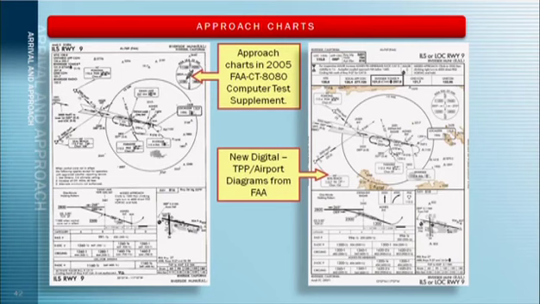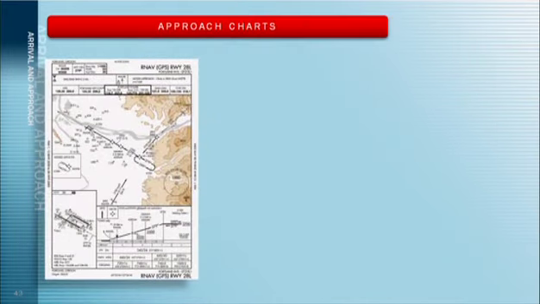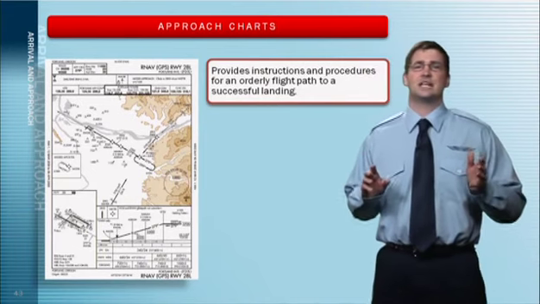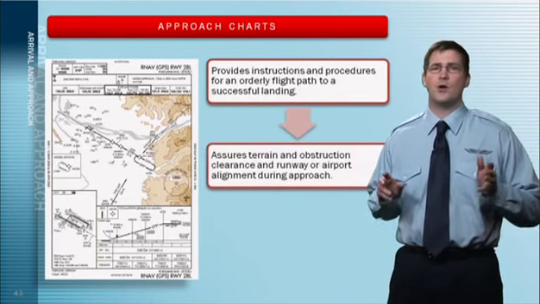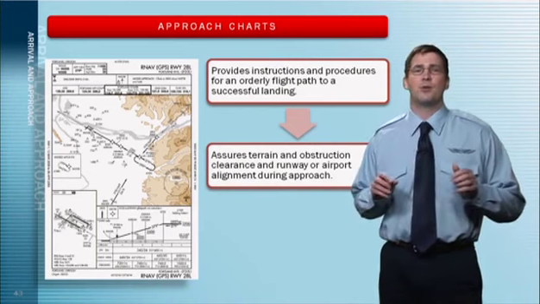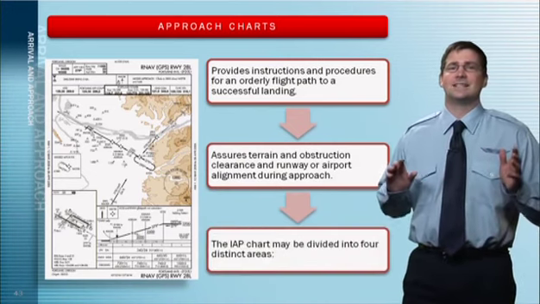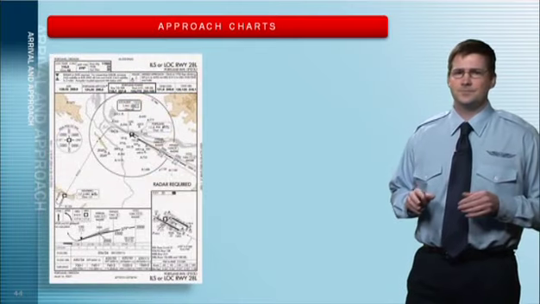Some aspects are the same on every IAP chart. The IAP has specific design functions and objectives. It provides instructions and procedures for an orderly flight path to a successful landing, and it assures terrain clearance and runway or airport alignment during the approach. Now, the IAP has 4 distinct areas. Let's take a detailed look at an IAP here.